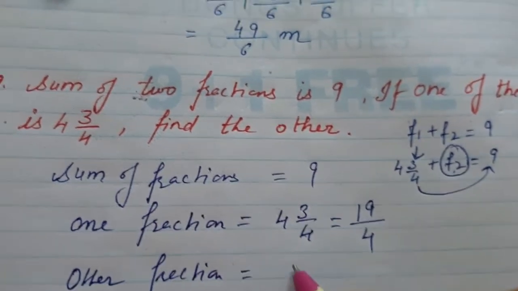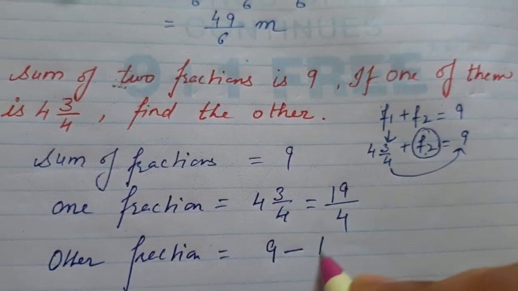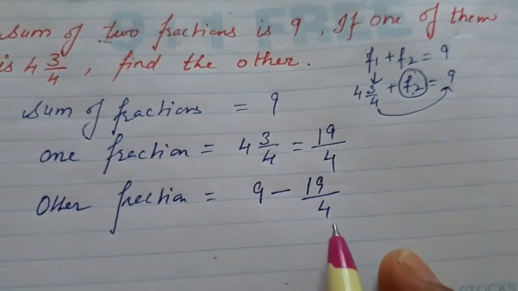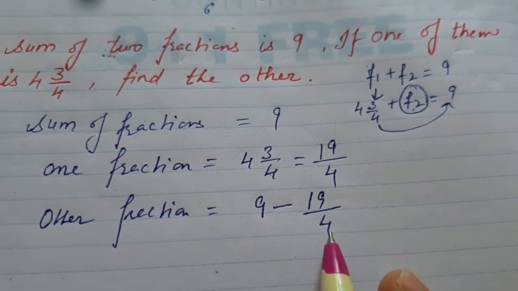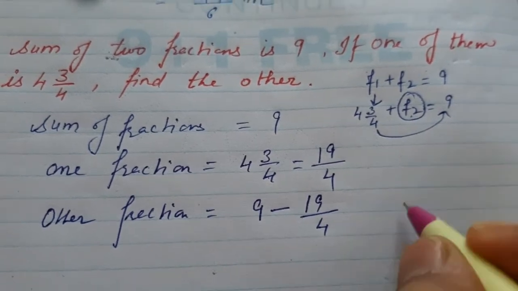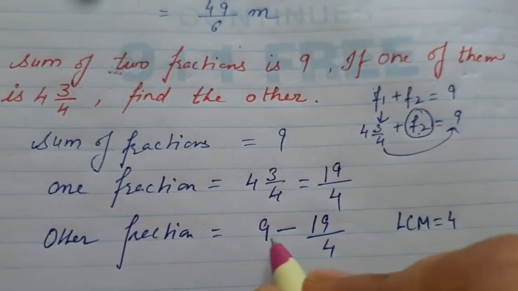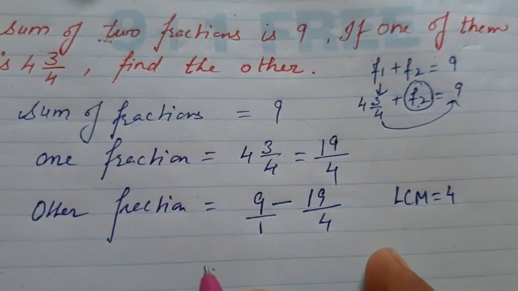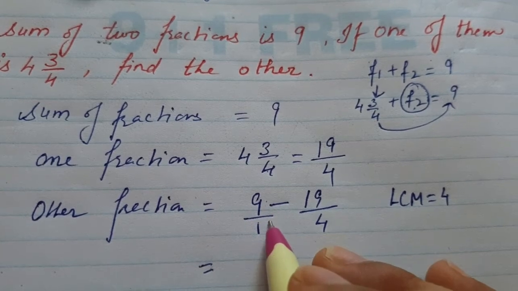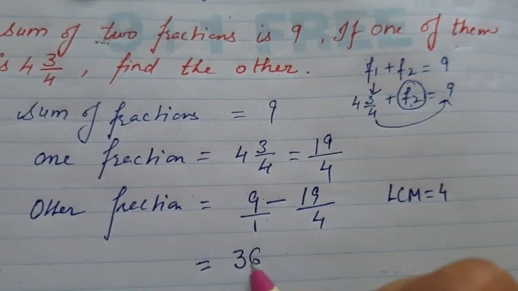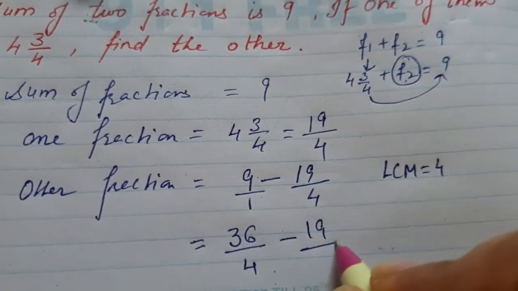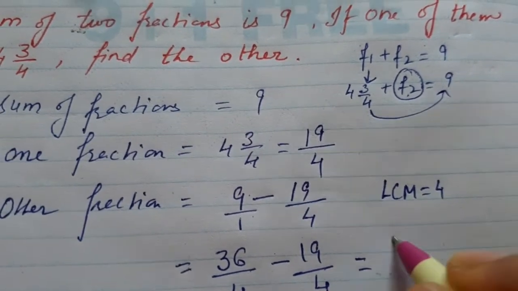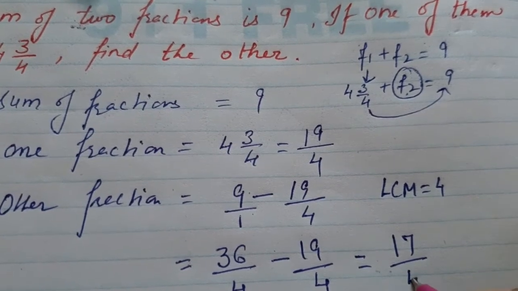Now the other fraction can be found out by subtracting 19 by 4 from 9. Now we have to take the LCM. As we know, there is only one denominator term, that is 4. So LCM will be 4 here. Here we can put 1 in the denominator. Now make both the denominators 4. So we will multiply numerator and denominator by 4. It will come out to be 36 by 4 minus 19 by 4. Now subtract 19 from 36. It comes out to be 17 by 4.